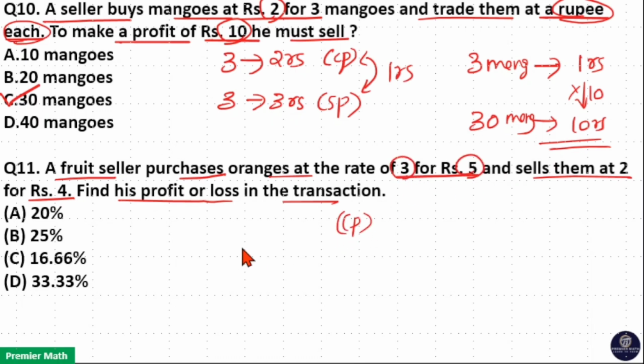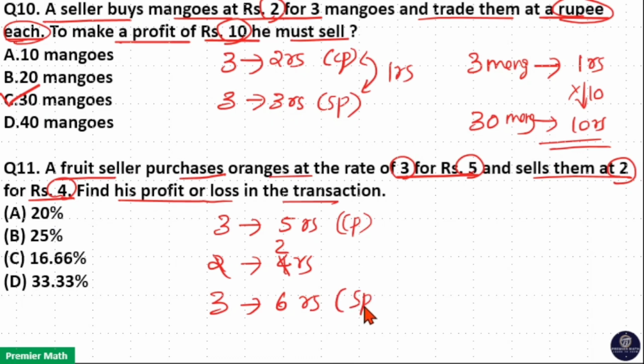3 oranges at rupees 5. So 3 oranges at rupees 5. This is the cost price. Now sell them at 2 for rupees 4. So 2 mangoes he sells at 4 rupees means 1 mango he sells at 2 rupees. Which means 3 mangoes he sells at 3 into 2, 6 rupees. So this is the sell price.